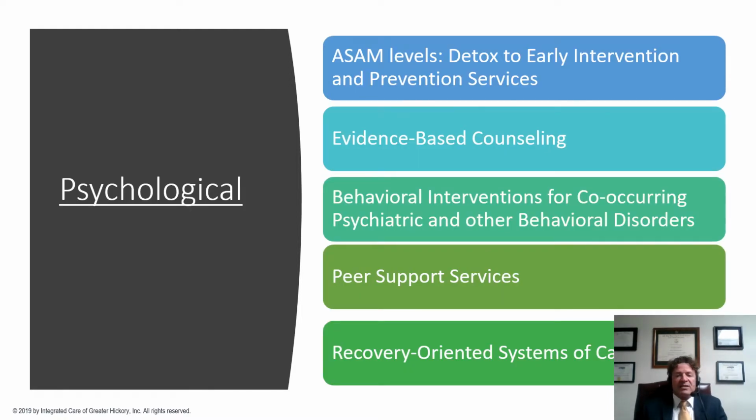So we'll start with the ASAM levels. We'll look again at evidence-based counseling that we know has worked, and other behavioral interventions for the co-occurring psychiatric and other behavioral disorders such as clinical depression and clinical anxiety. If you're treating only substance use disorder and you're not treating the trauma or the schizophrenia, you're not going to get the treatment outcomes that you want. You're also not treating the entire person.